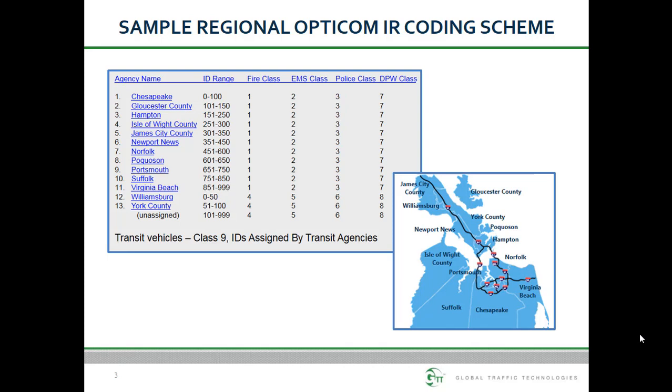Depending on the population of vehicles in each community within the region, a prescribed number of vehicle IDs in a unique ID range is assigned. Municipality A gets IDs in this range, Municipality B gets those IDs in that range, etc.